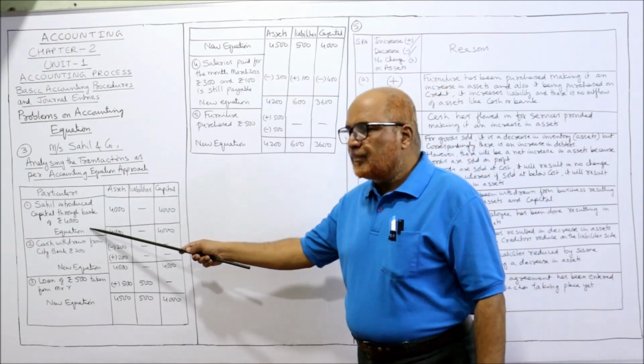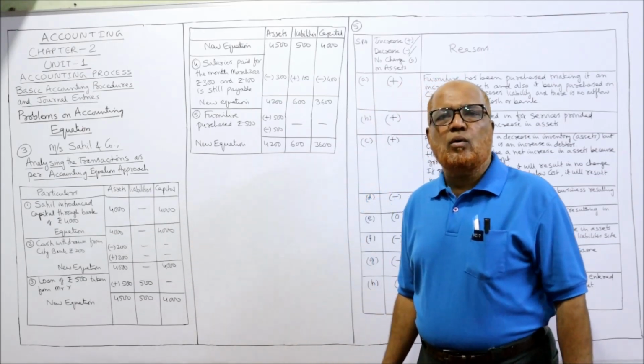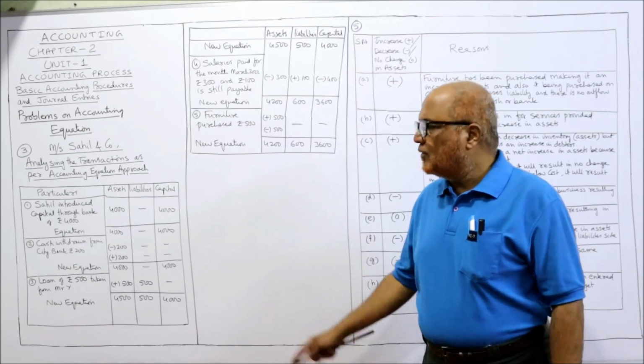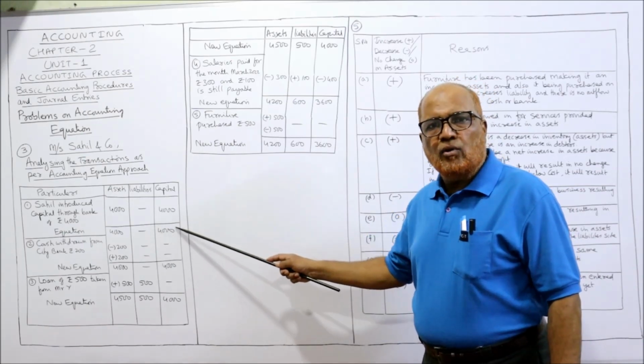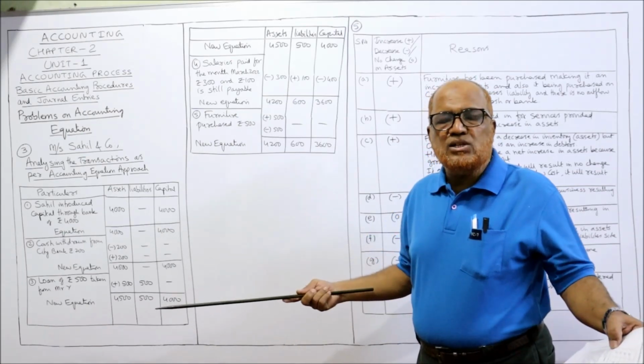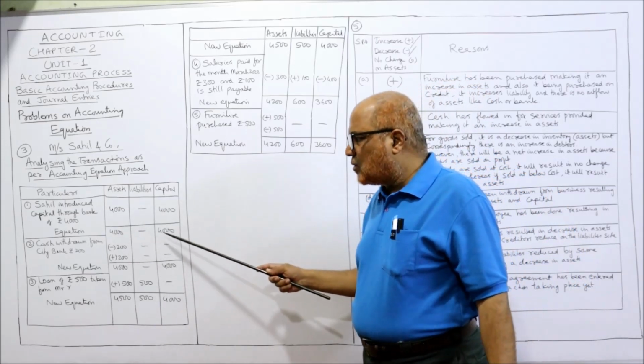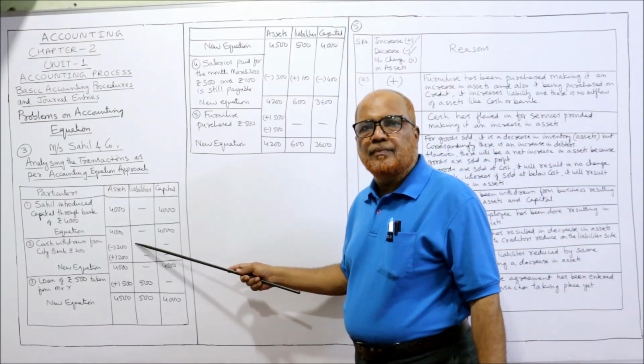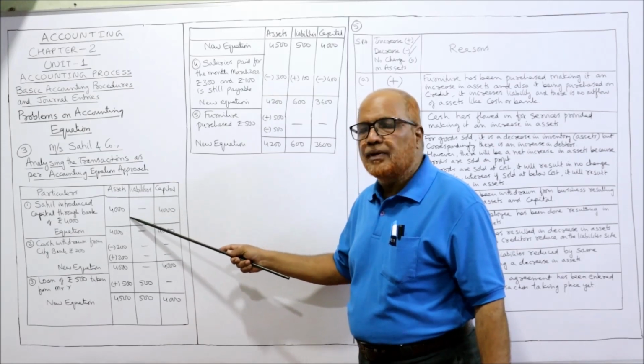The equation is: all the assets must be equal to liabilities plus capital. We don't have any liability. We have only capital. So the equation is satisfied. All the assets must be equal to capital. We don't have liability. That's all. Equation proved.